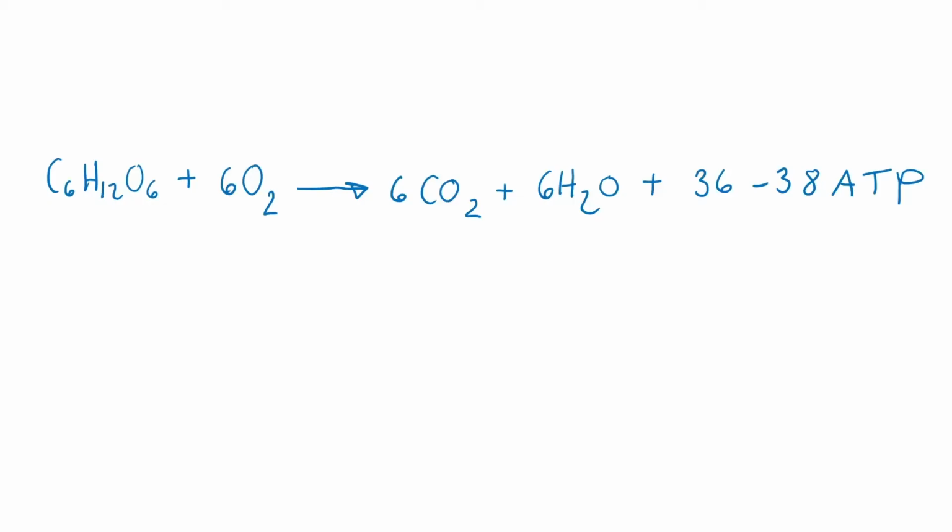So we only end up with a total of 2 ATP molecules from our anaerobic pathway. So you can see that overall, the aerobic pathway produces much more ATP than the anaerobic pathway. So that's my summary of cellular respiration. I hope you found it helpful.